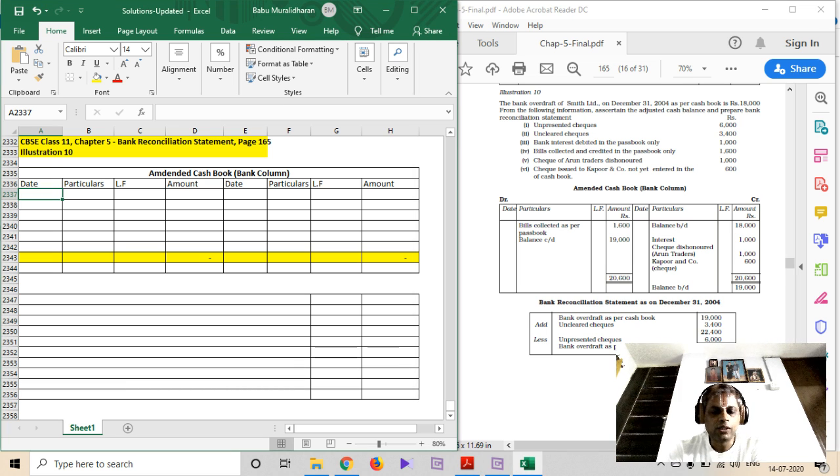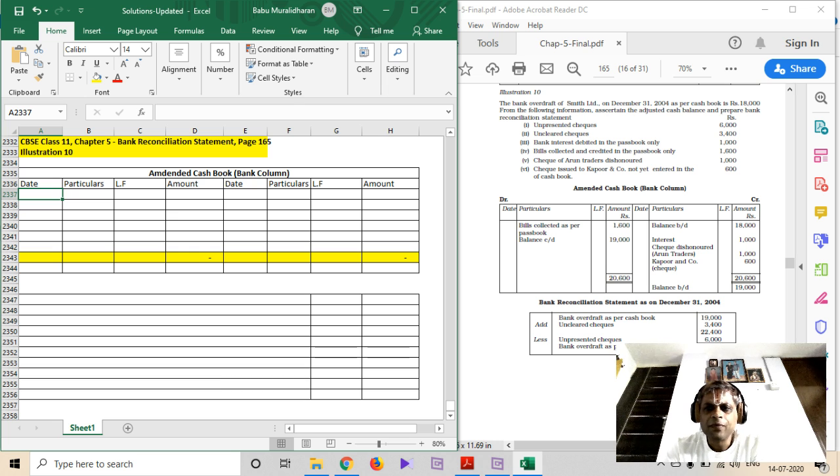Let's continue with the next one on the bank reconciliation statement. Again, we have to prepare an amended cash book and then the bank reconciliation after that. It's a very small question, so let's close it soon. The bank overdraft of Smith Limited as on December 31, as per cash book, is rupees 18,000. From the following information, ascertain the adjusted cash balance and prepare the bank reconciliation statement.